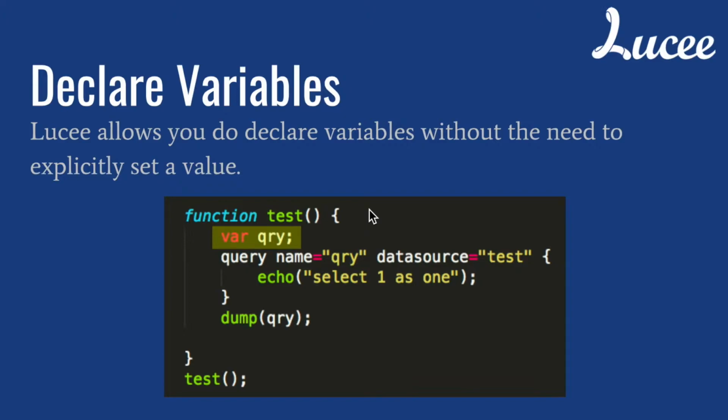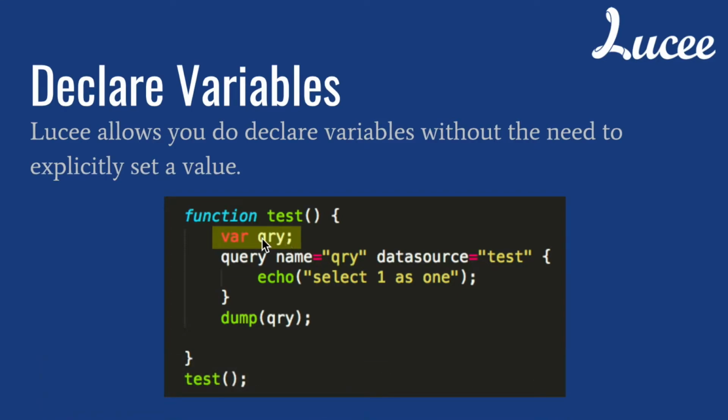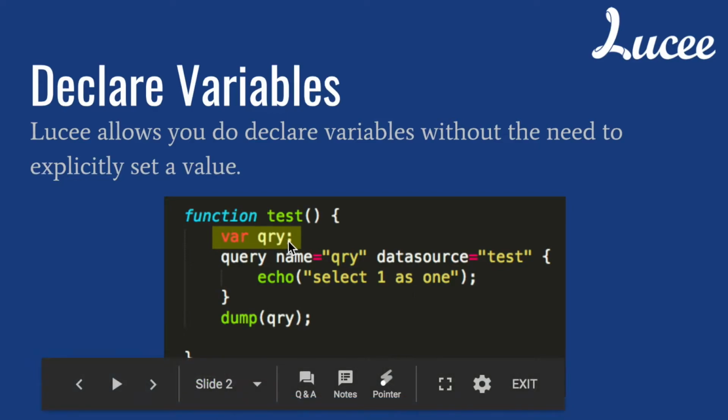You're for sure familiar with code like this. You have a query in a function, and to make sure that the query is in the local scope, you first declare the variable above the query, and you normally assign an empty string or a boolean or something like that. But in Lucee it's also possible to just declare the variable. You don't have to assign a value here like you see in that example.